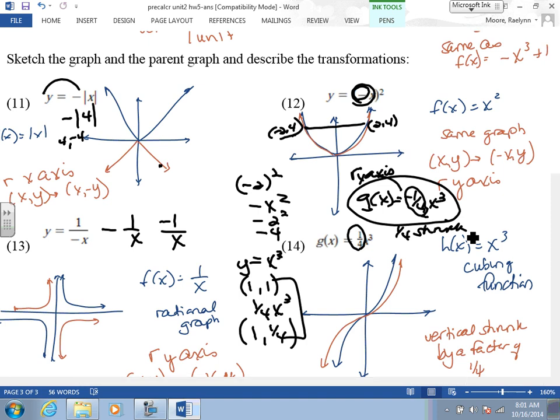Same thing if it's a whole number, a negative 2x, a negative 2x squared. It's not a negative 2 stretch. It's a reflection and a stretch. It's two transformations. You can't have a negative stretch or a negative shrink. So you've got a reflection and a stretch. Do your stretch, then do your reflection, and it doesn't matter which way you go. Do your reflection and then your stretch.